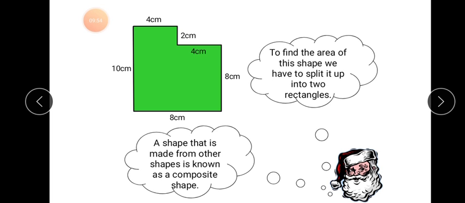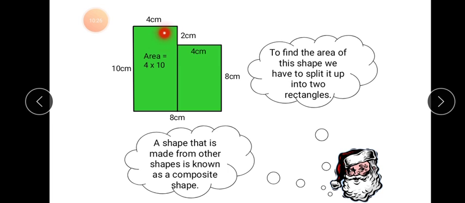In order to find the area, we have to split it up into two rectangles. So if I want to find the area of this shape, I have to break this into two parts, into two rectangles, like this. Then we can find the area of the first rectangle and the second rectangle, and then we can add both the areas.